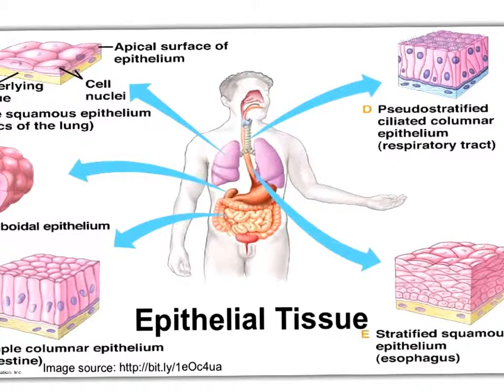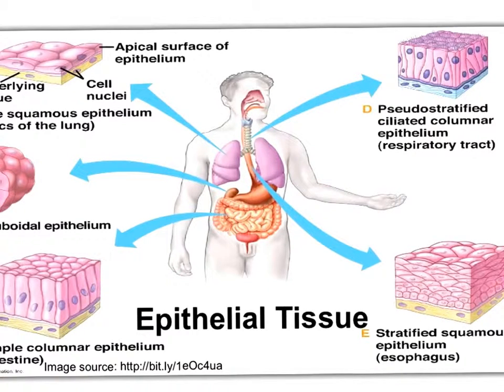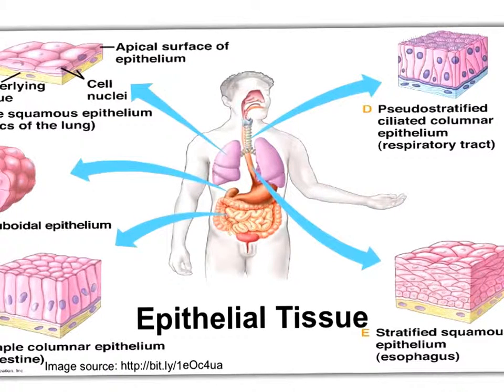Simple cuboidal. It is in the kidney. Each individual cell is kind of cubic shaped, but together they look like a pool noodle. Simple columnar. It is in the intestine, right there on the body. Like the name, they kind of look like columns, thin and long.